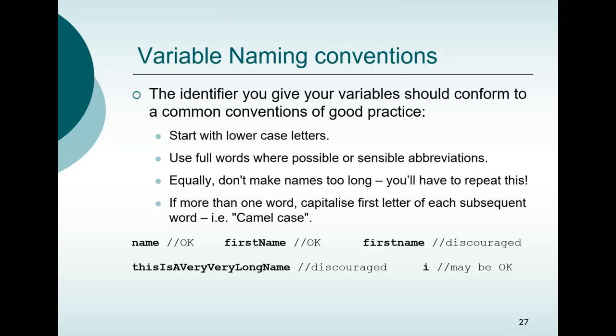We have the camel case. This is a very long name. Syntactically, it's correct, but it's too long, so we discourage you from using it. I, as a single character, may also be okay, especially if you are dealing with a variable that controls iteration. So it's up to you how you want to form your variables. This is just a guide for you to know the conventions that we use in naming variables.